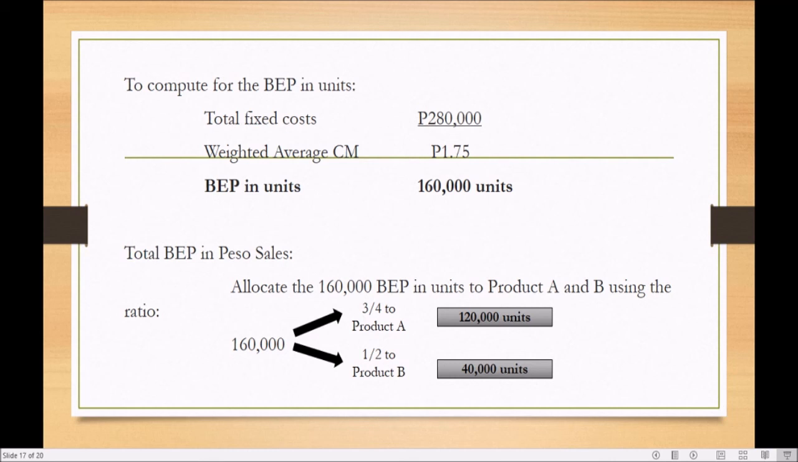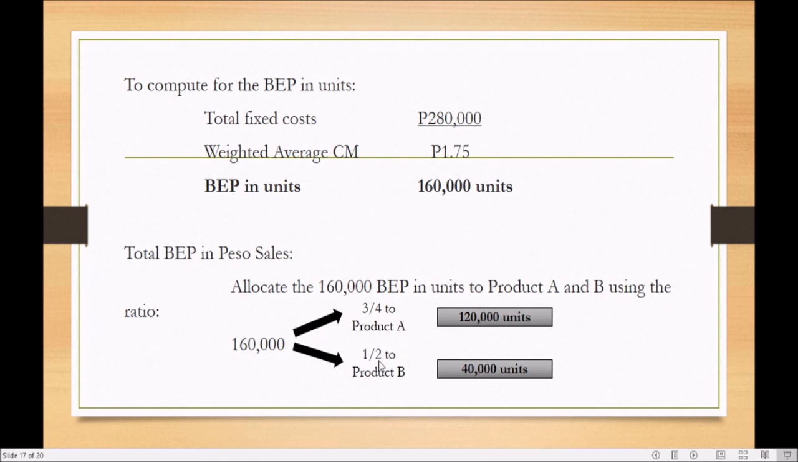Okay? So, in Tagalog, itong 160,000 units is not pertaining to product A nor product B. This 160 is for both product A and B. Okay? Ngayon, paano po natin malalaman kung sa 160 na yan, magkano ang kay product A, magkano ang kay product B? Okay. To allocate the 160 break-even point in units to product A and B, we will use the ratio na 3/4 and 1/4.